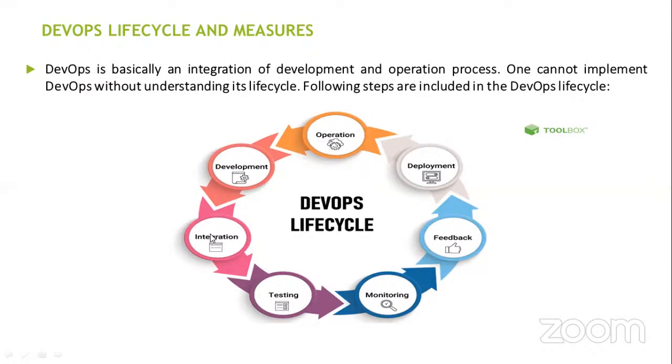Integration means merging code. For example, if 10 developers are working, merging their code in one place is called integration. Then testing this code, then deploying it after testing, then monitoring the application, then feedback, then again deploying to the production environment, then operations. So it's a very short life cycle of DevOps.